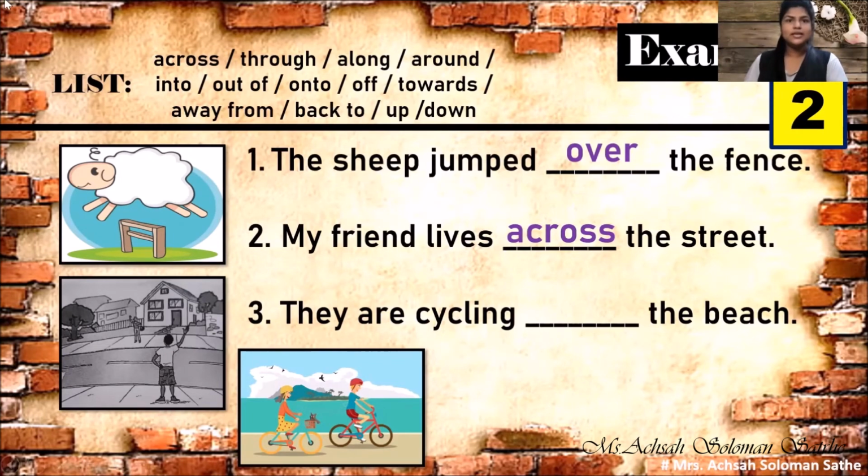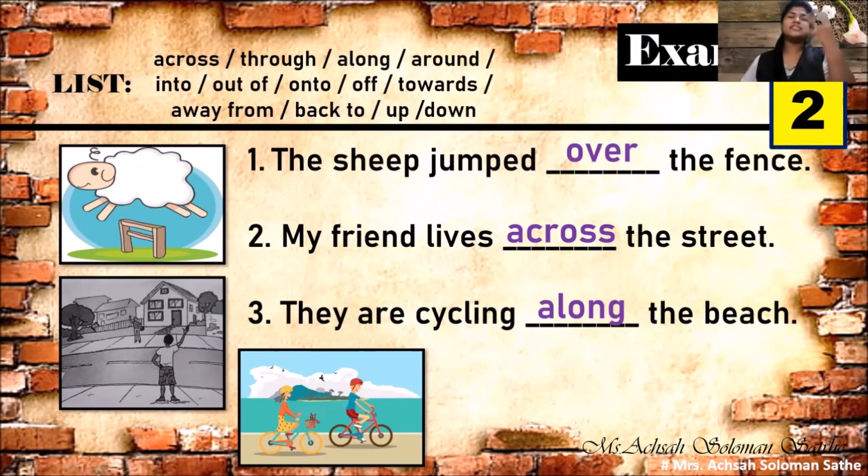Okay. Next, they are cycling dash the beach. See, they are cycling along. The beach is here and they are going along the beach. The beach is beside them and they are going along the beach. So they are cycling along the beach. Okay, so for example, there is a tree and they are going round about the tree. So what will be? They are cycling round the tree, around the tree.